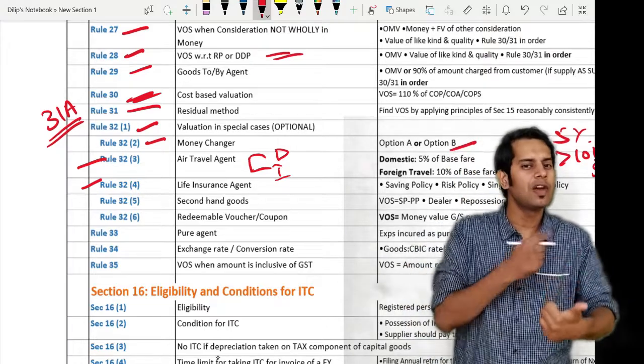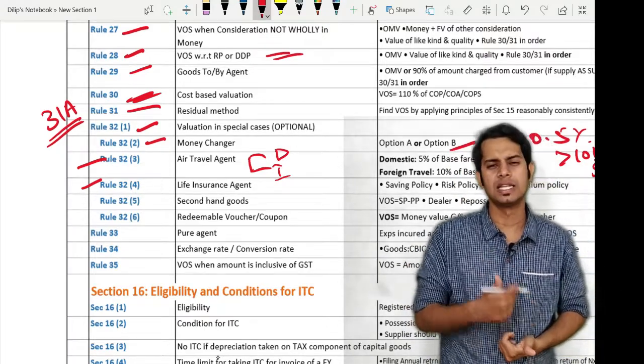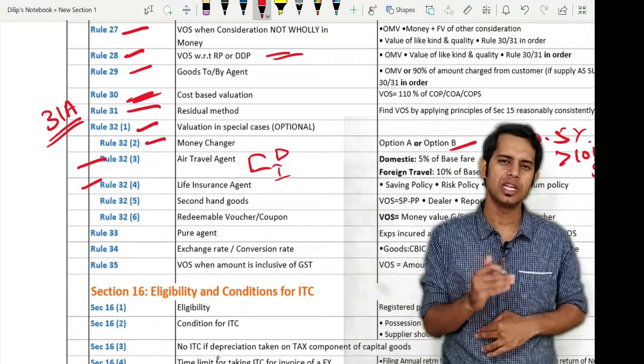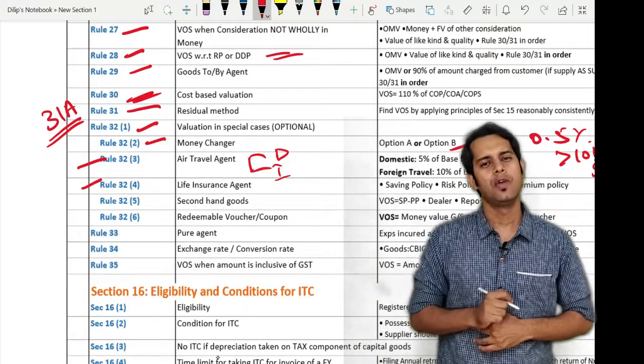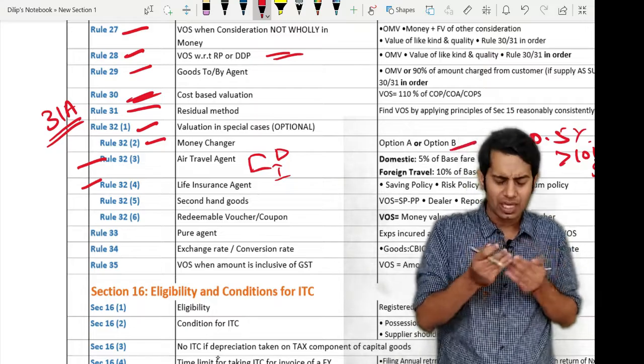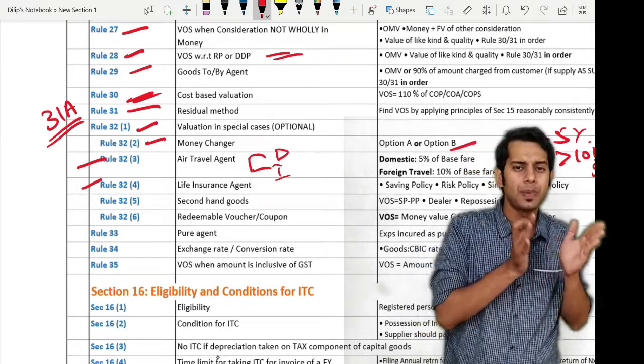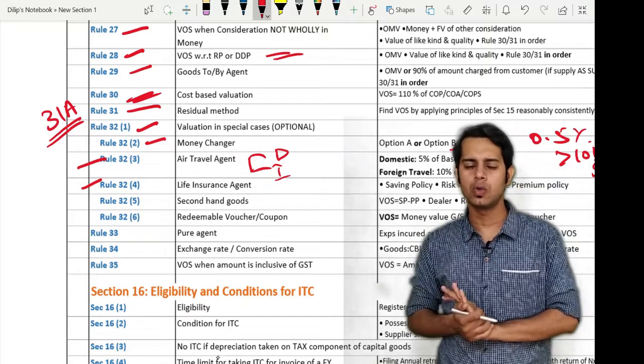If it is a risk policy, then value of supply is whatever premium is charged. If it is a savings policy, then the amount allocated towards investment is intimated to you. Value of supply is gross premium charged minus the amount allocated towards investment.